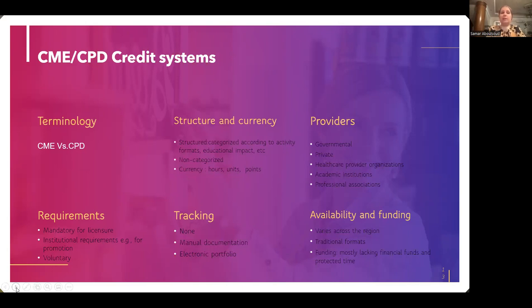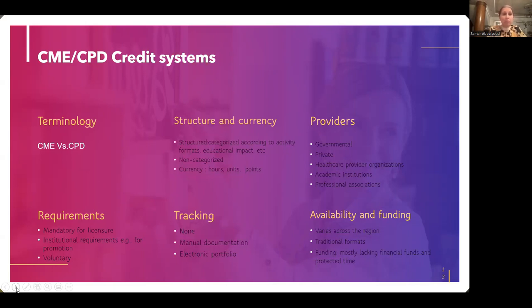Providers of CME CPD vary again from one country to another, and there can be more than one provider per country, which is mostly the case. Providers are either governmental or private, and this can be healthcare provider organizations or hospitals. They can be academic institutions, and many of the universities have their own department for CME CPD nowadays. And there can also be professional associations that provide CME CPD.